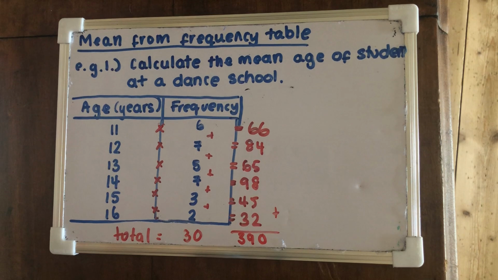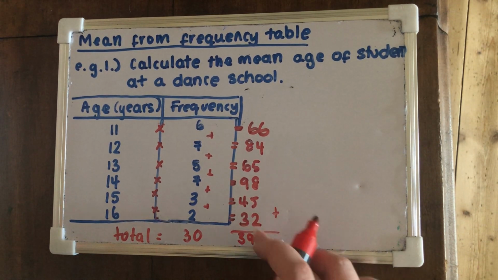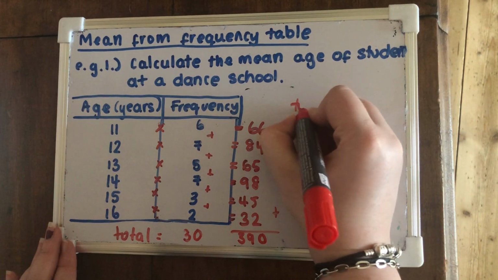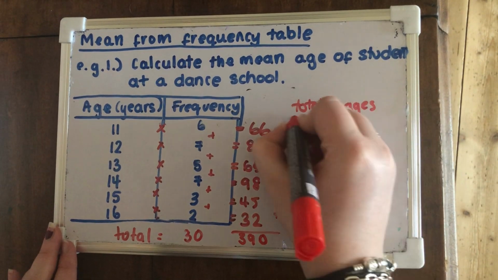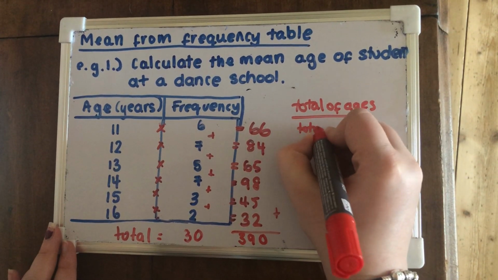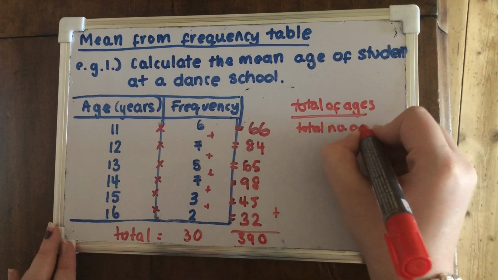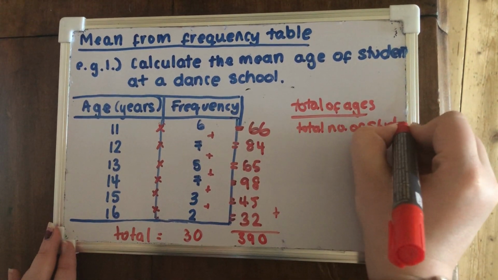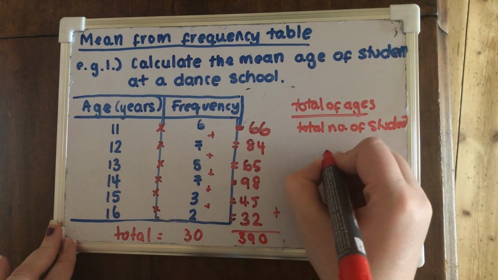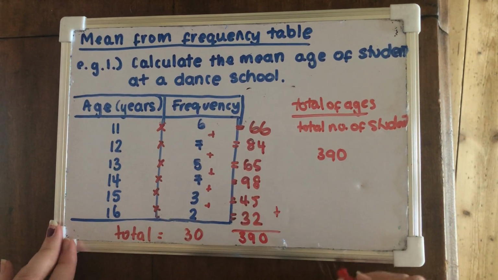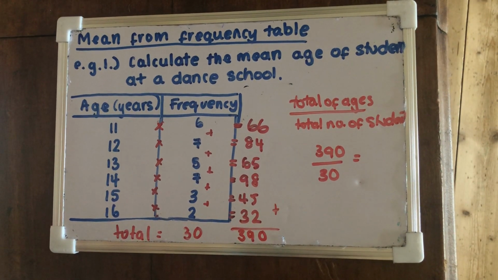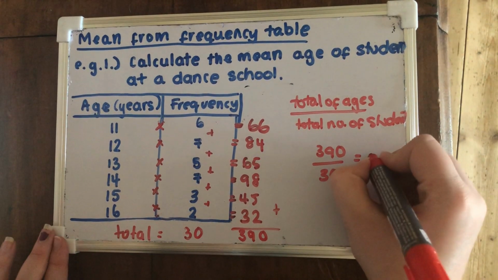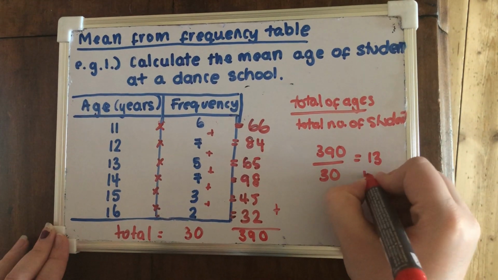Okay, once we've done that, the final stage, we're going to do this amount, so the total of the ages, divided by the total number of students. Okay, so total of the ages was 390 and there are 30 students in total. So if we divide that, you can use a calculator again if you want to, but I can do that one. So it's 13 years old.